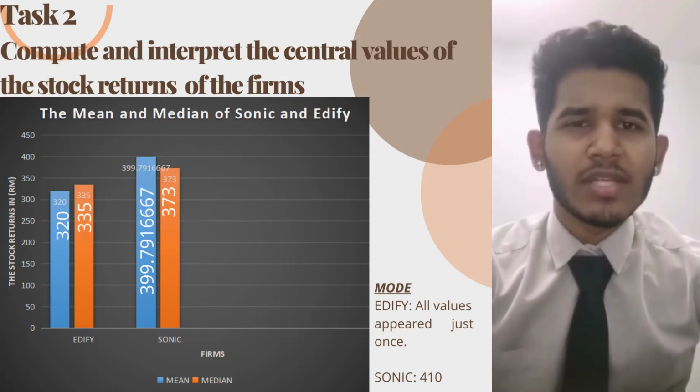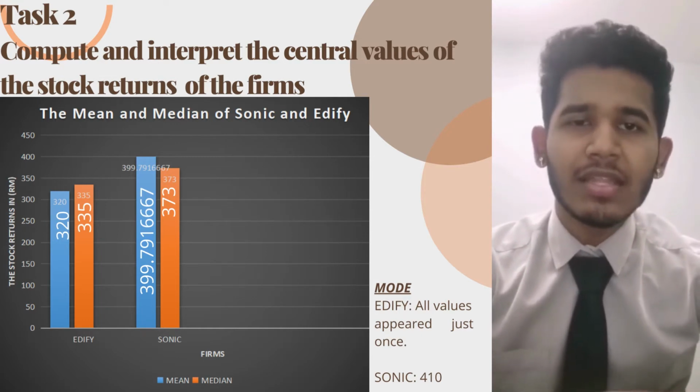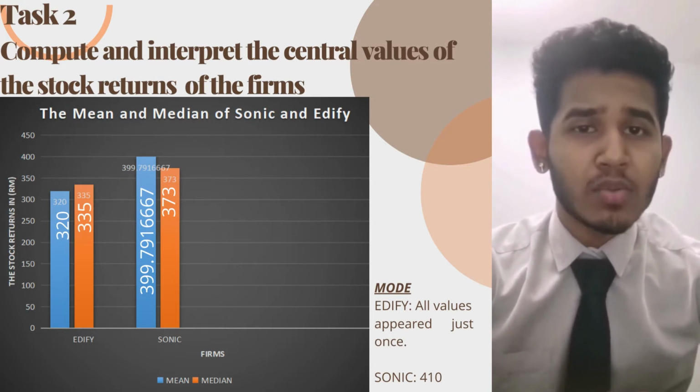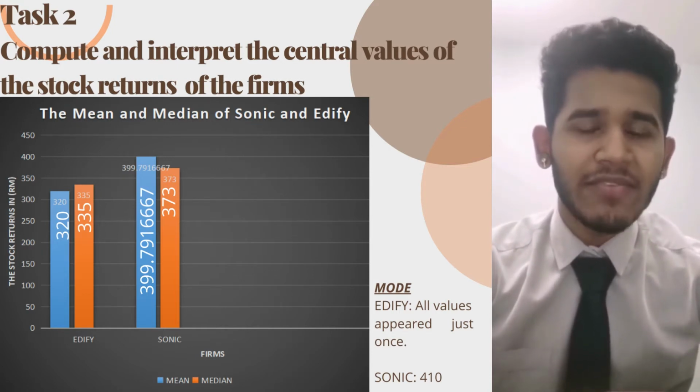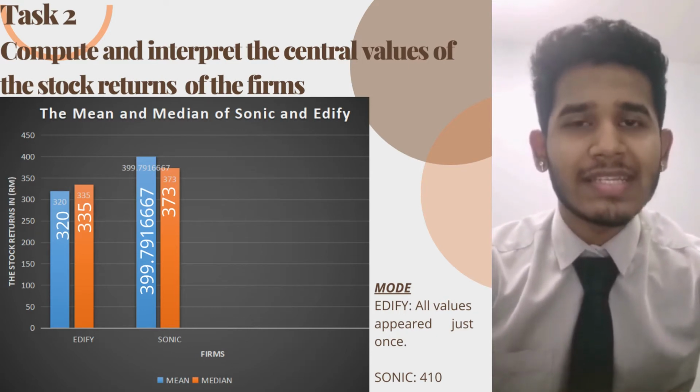Now, I'm going to explain the last central value, which is the mode of each company. The mode of Sonic is 410. Meanwhile, all the amounts are considered modes for the Edify firm, because all values appeared just once in the dataset.